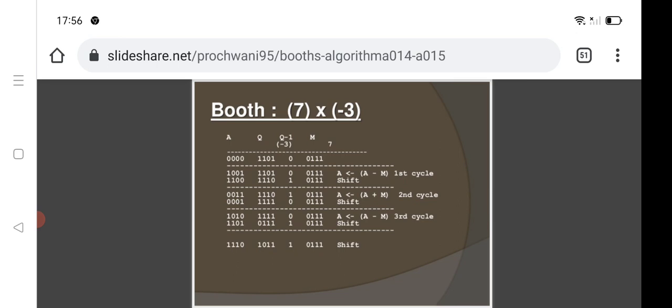Okay, and this is one of the important topics for your final exam. He will be asking in your LAQs; in SAQs he won't ask you. In LAQ only he will be asking you Booth's multiplication, one of the important algorithms for your LAQ.